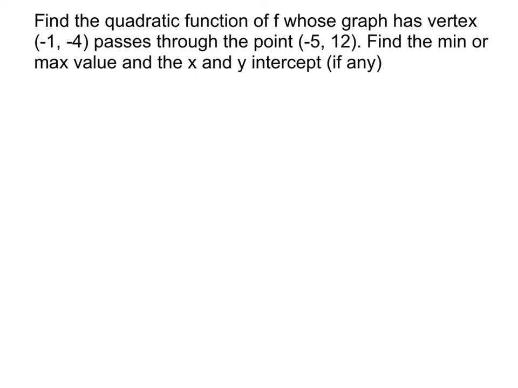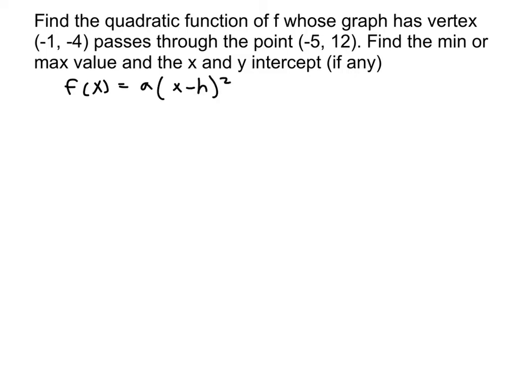In this video, I'm going to go through an example where we have to find the quadratic function whose graph goes through this vertex -1, -4 and passes through the point -5 and 12. We're also going to find the min or max value and the x and y intercepts. So first, let's get started by writing the standard form of a quadratic function.